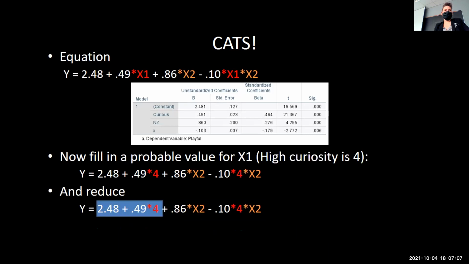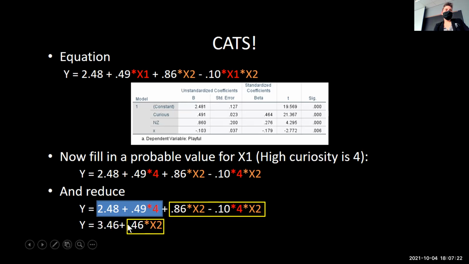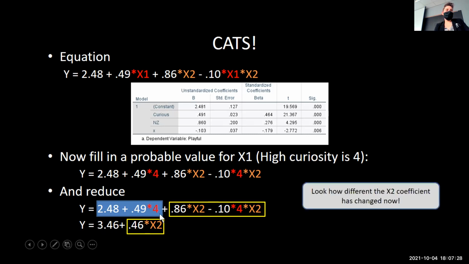So hold on, now I'm going to do it again. Now I've made x1 equal to 4. I've plugged in 4 here, and I also have to plug in 4 here. And as I reduce down using algebra, now you'll see that the relation of x2 with y is 0.46.